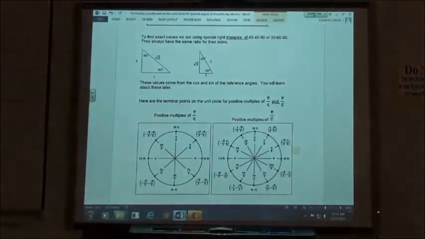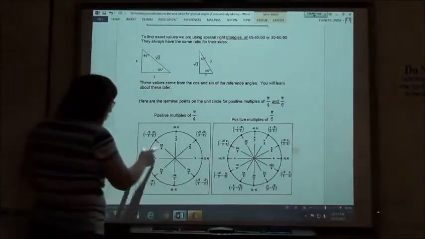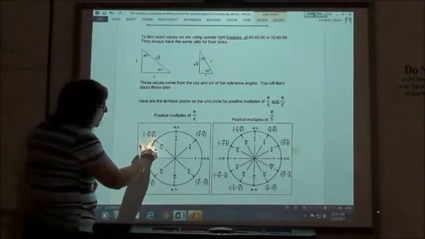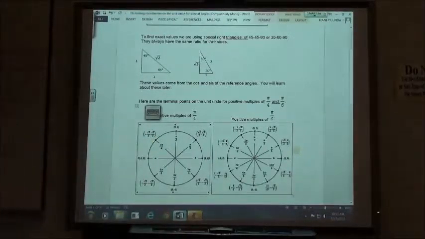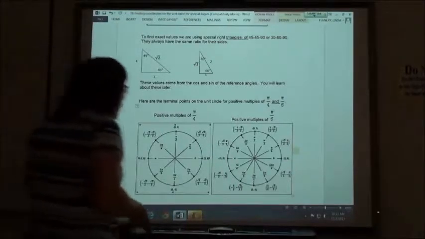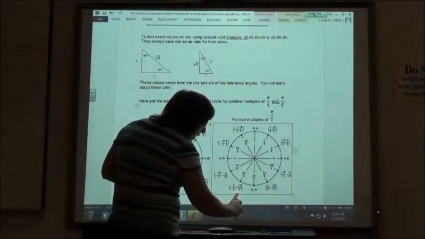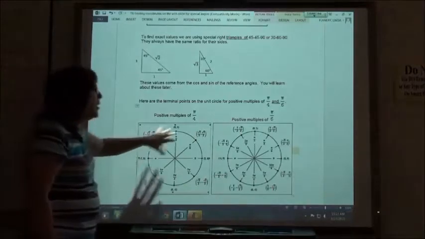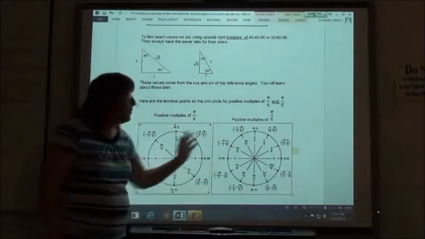The second one that we did was 3 pi over 4. 3 pi over 4 was right here. You can see that they got negative square root of 2 over 2 and positive square root of 2 over 2. And then the last one was 4 pi over 3. So 4 pi over 3 you can see is right down here, negative 1/2 and negative square root of 3 over 2.